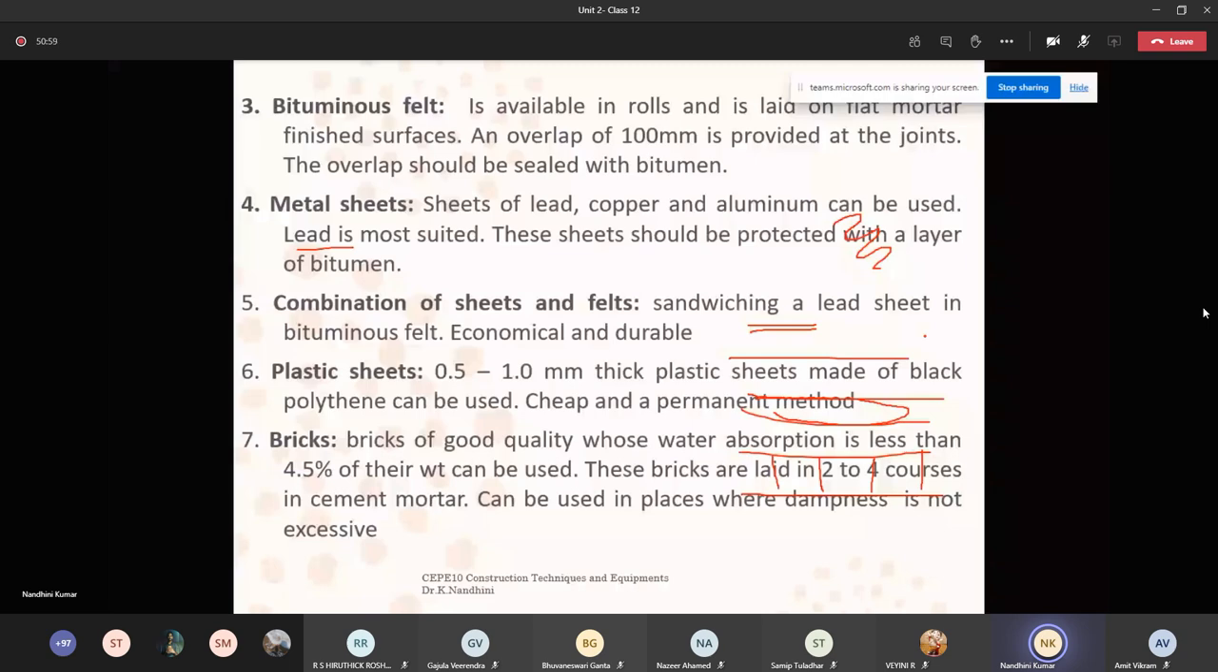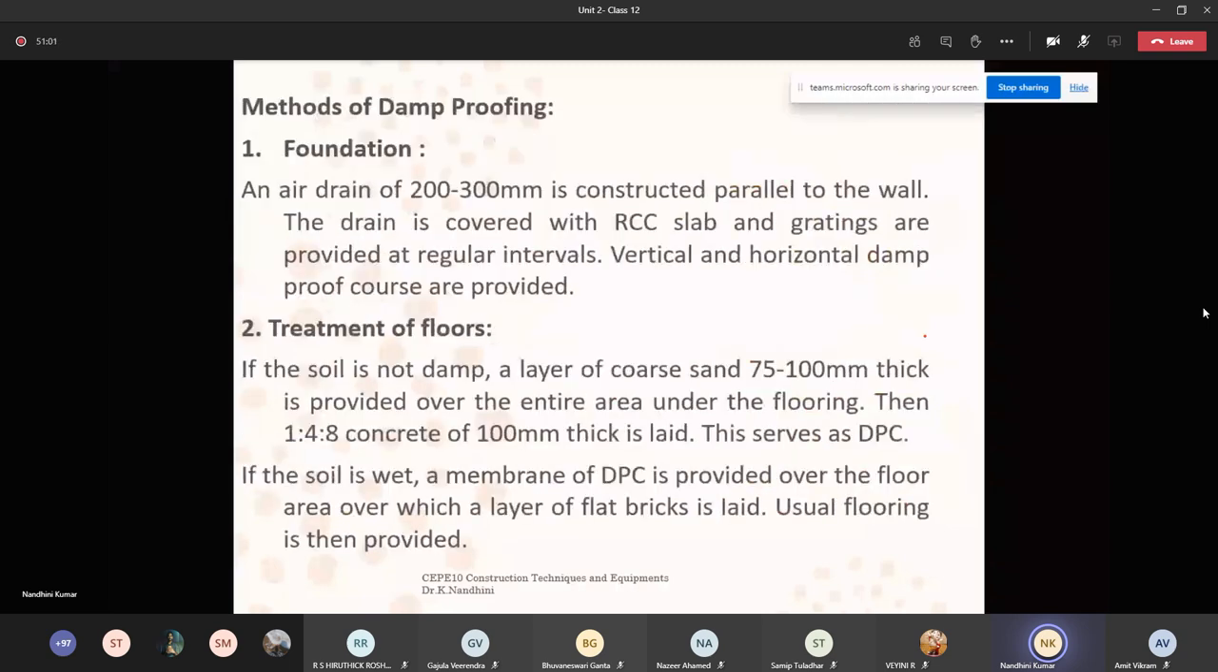Next is the method of damp proofing. Now we are going to see it in the foundation. For the foundation, an air drain of 200 to 300 mm is constructed parallel to the wall. The drain is covered with RCC slab and gratings are provided at regular intervals. Vertical and horizontal damp proof courses are provided. If it is going to be your foundation, you should make sure a parallelly constructed air drain is there through which water will not penetrate. You are going to cover it with a RCC slab.